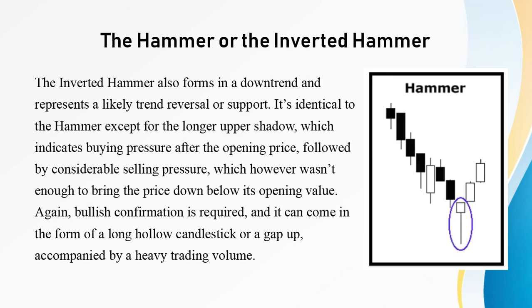Again, bullish confirmation is required, and it can come in the form of a long hollow candlestick or a gap up accompanied by a heavy trading volume. As we can see in this image here, this is in a downtrend, and here we have the hammer signal, and this is followed by bullish confirmation that is leading to an uptrend.